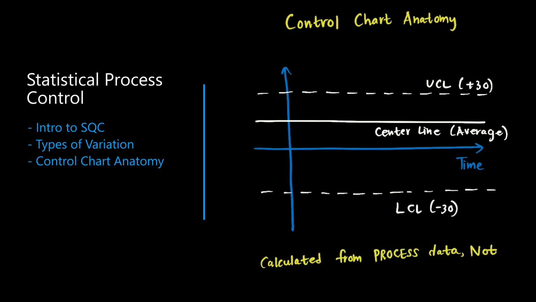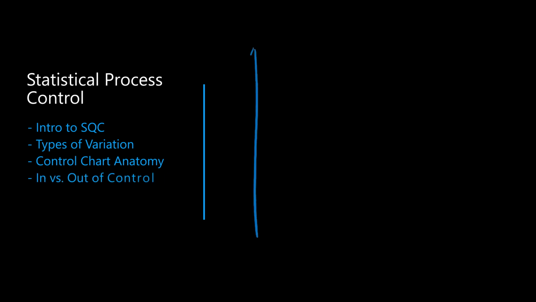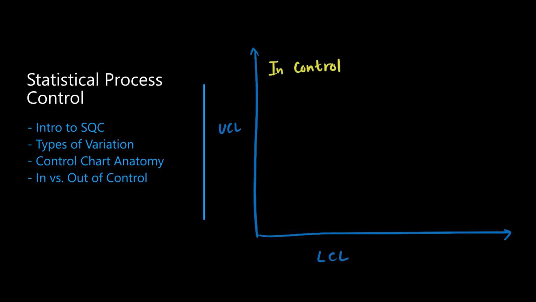They're calculated directly from the process data itself, and are typically set at plus and minus 3 standard deviations from the center line. Here's how it works. As long as the data points you plot fall randomly between the UCL and LCL, your process is considered to be in control. This means that only the normal, common cause variation is present. The process is stable and predictable.